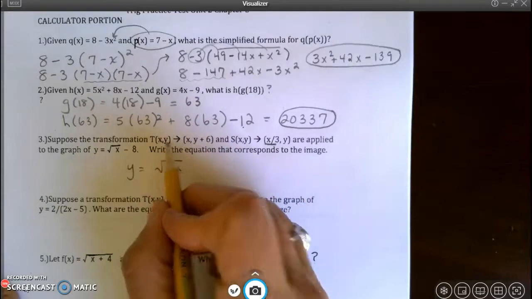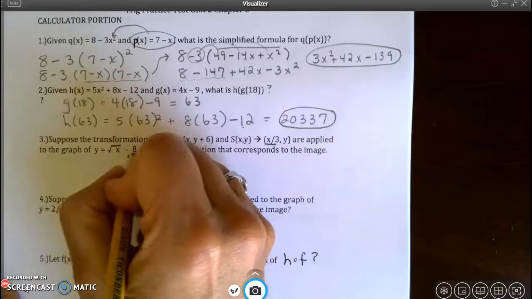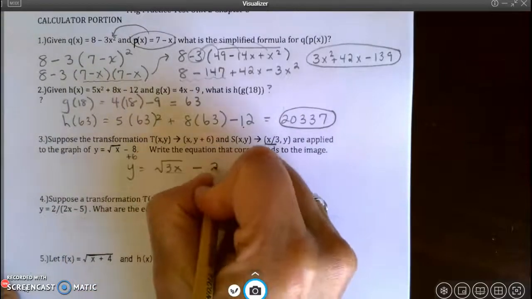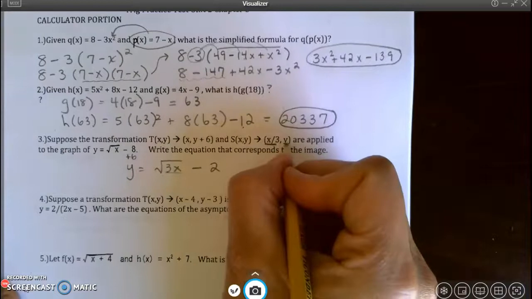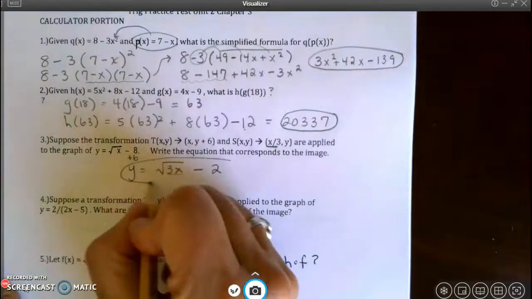As far as y, it says I should add 6. Well, if I add 6 right here, I'm left with minus 2. And I don't need to multiply y by anything, so that's my final answer.